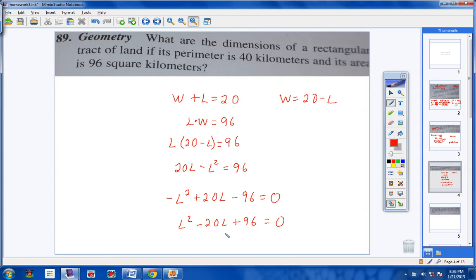Now, students, we're looking for two numbers that when multiplied together give us 96 and when added together give us negative 20. Well, that would be a negative 8 and negative 12. If you add those two, you get negative 20. If you multiply those, you get a positive 96. So my factorization would be L minus 8, L minus 12. Okay? Alright, now let's get some more space up here.